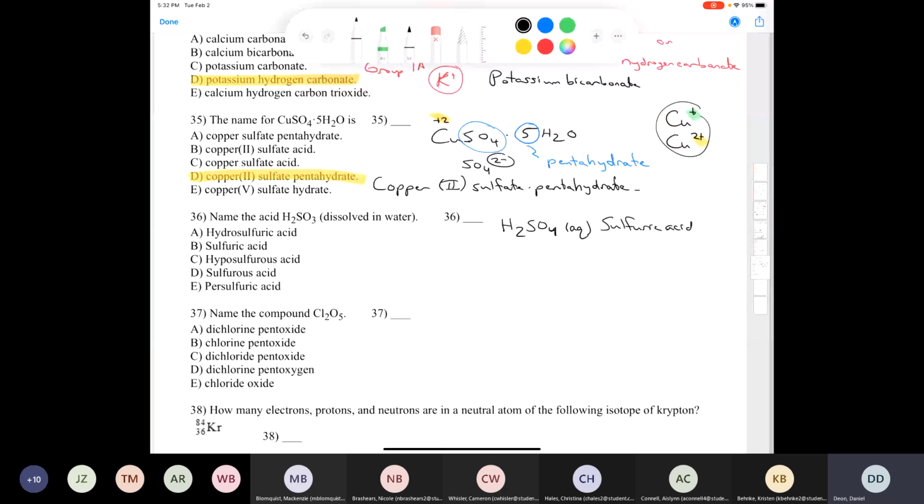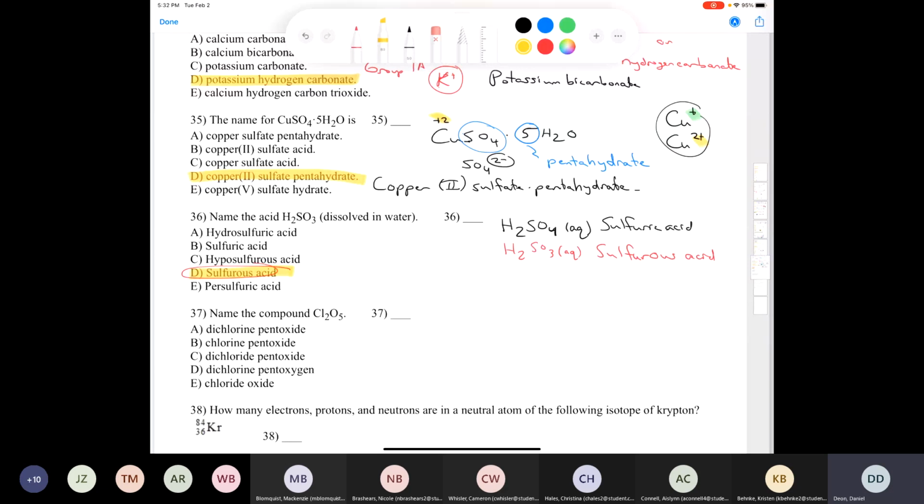So if we remove one oxygen, we go from H2SO4 to H2SO3. What we do is we change the ic acid to us acid. And so the answer is this acid, H2SO3, is sulfurous acid. So sulfurous acid, which is right here, D, sulfurous acid. So sulfuric acid to sulfurous acid.